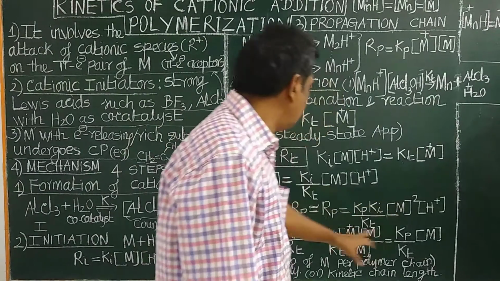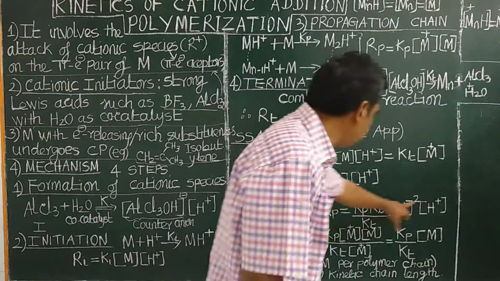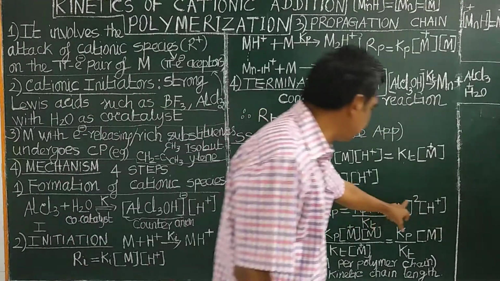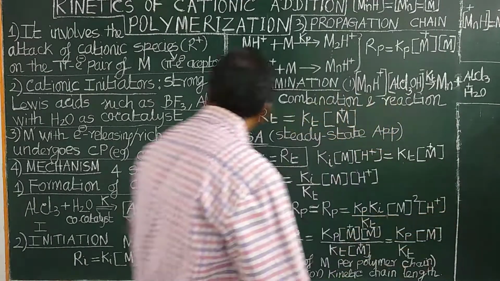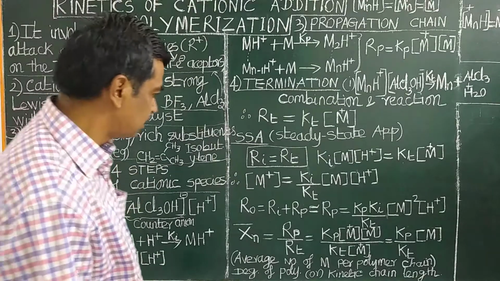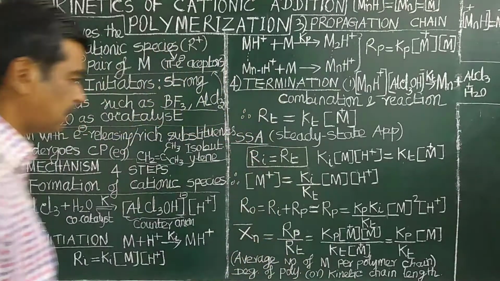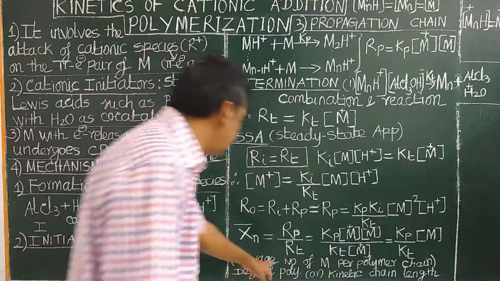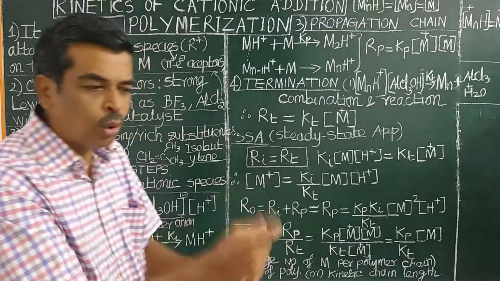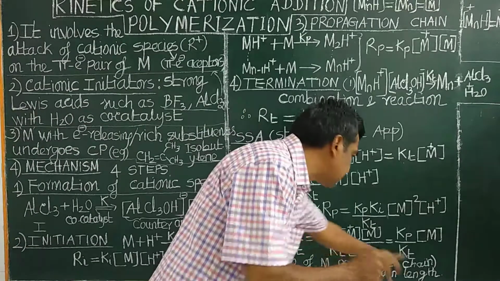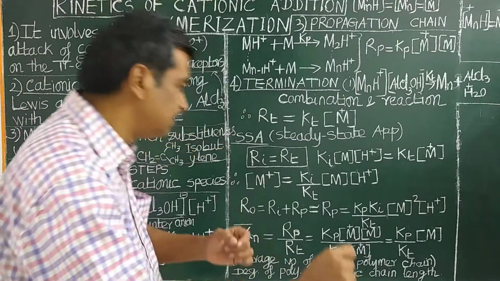The order of the overall polymerization reaction is 3: 2 with respect to monomer concentration and 1 with respect to cationic species concentration. Now, what is kinetic chain length? The kinetic chain length is nothing but the degree of polymerization. It is also equal to the average number of monomers present per polymer chain. That is chain length: how many monomers are present in one polymer chain?